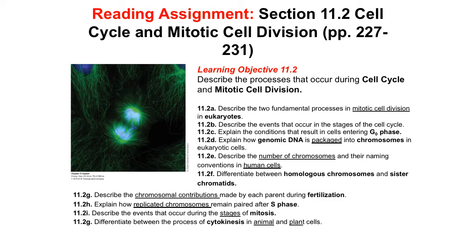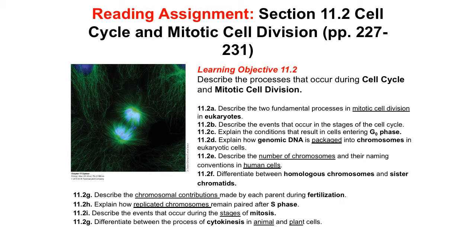All right. So 11.2a learning objective is to describe the two fundamental processes in mitotic cell division in eukaryotes. This will touch upon the two basic stages of the cell cycle, as we will see. 11.2b is going to describe the events that occur in the various stages of the cell cycle. 2c would be to explain the conditions that result in cells entering a special condition called G0 phase. D, explain how genomic DNA is packaged into chromosomes in eukaryotic cells.